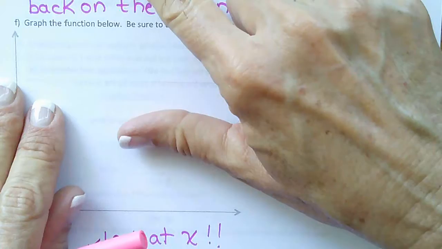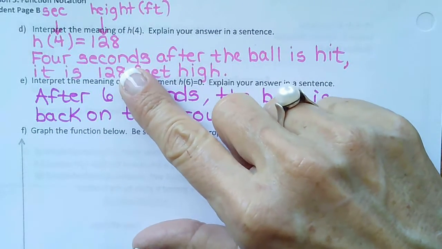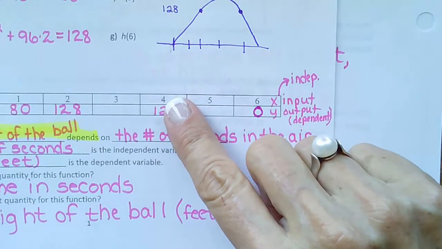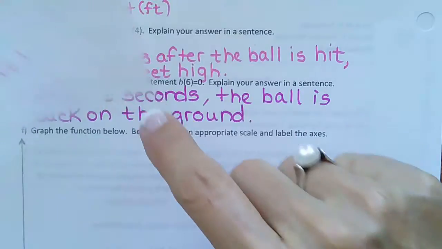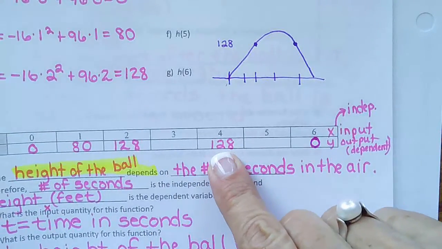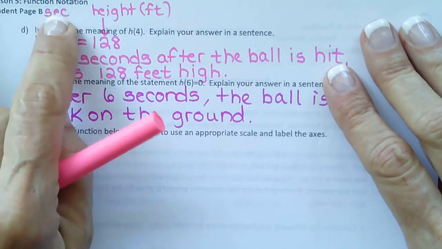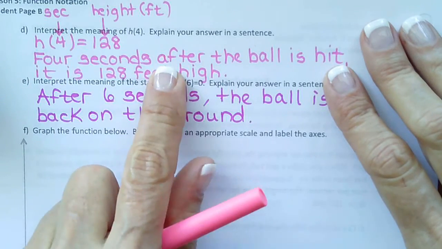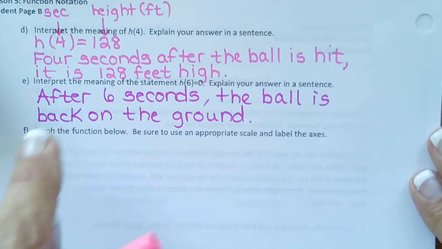So interpret the meaning of H of 4. The first thing I did was look at the table and see what H of 4 is. H of 4 is 128 because 4 is your X, so I put it in place of X. 128 is your answer, Y. Then I copied down from the other side, X is seconds, Y is feet, to help me write my sentence, because we do count for full sentences and they do need labels.